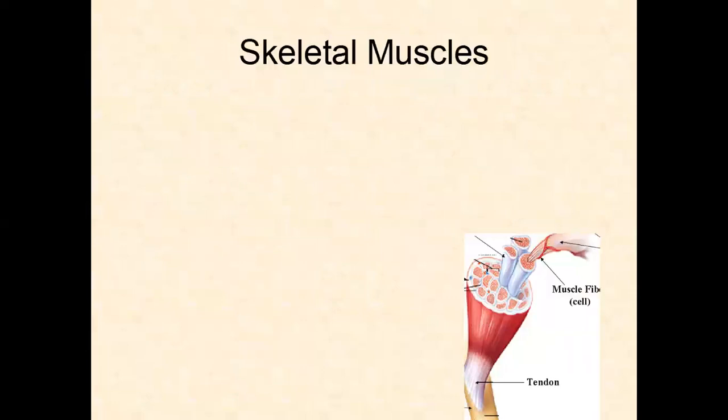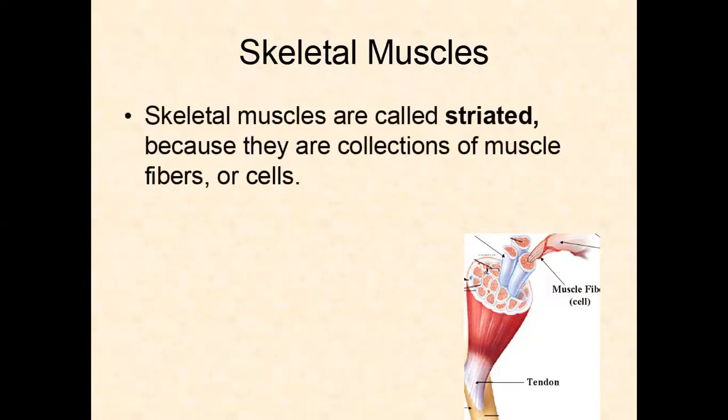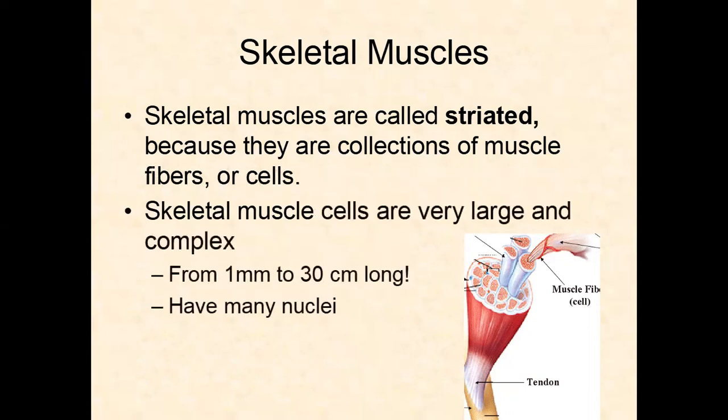What is skeletal muscle? Skeletal muscle is another type of muscle. Skeletal muscles are called striated muscles because they are a collection of muscle fibers or cells. There are multiple fibers present in these muscles. In that image, we can see the existence of fibers present in muscles. Skeletal muscle cells are very large and complex, from 1 millimeter to 30 centimeters long, and have many nuclei. So we can say multiple nuclei are present in these cells.